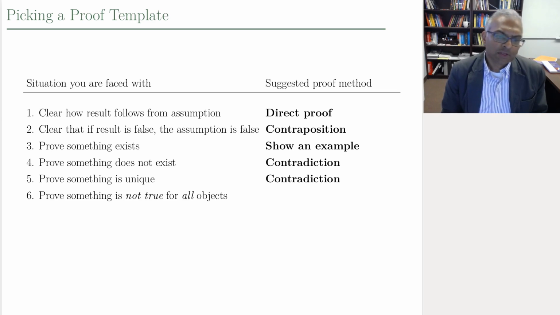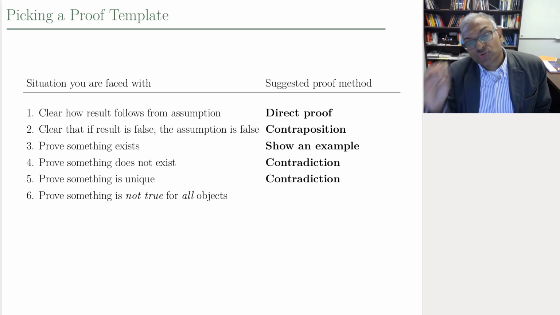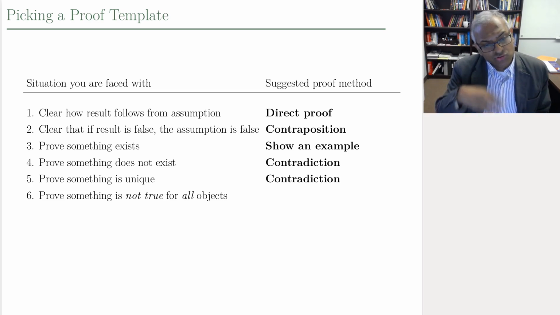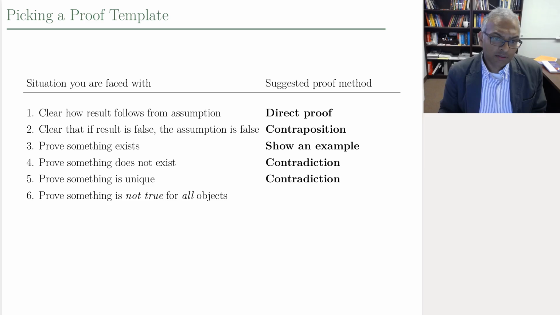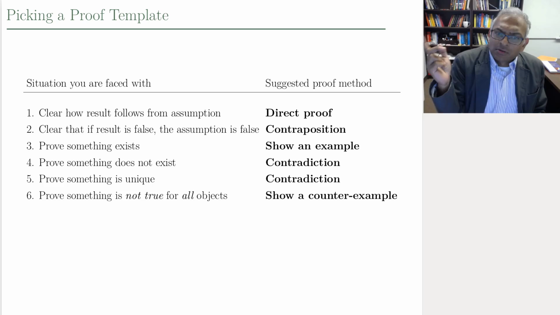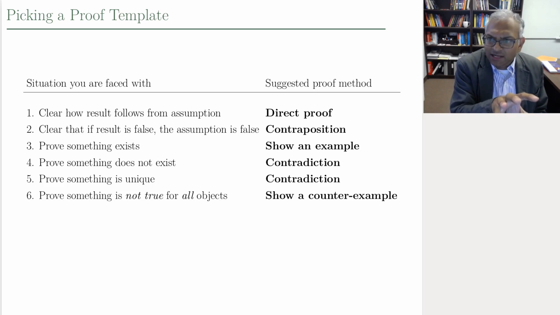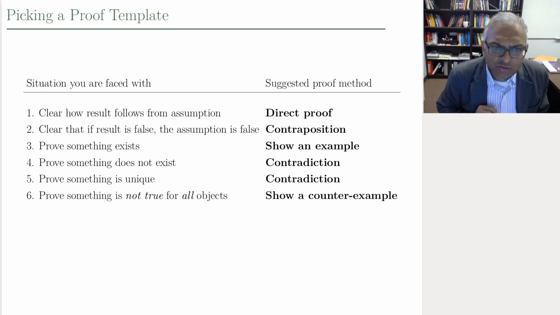Okay, you want to prove that something is not true for all objects. So all you have to do is find one object where it's not true. Okay, show a counterexample. Someone makes a claim, and you want to show that it's not true for all objects. Find a counterexample. Find one example where it's not true.